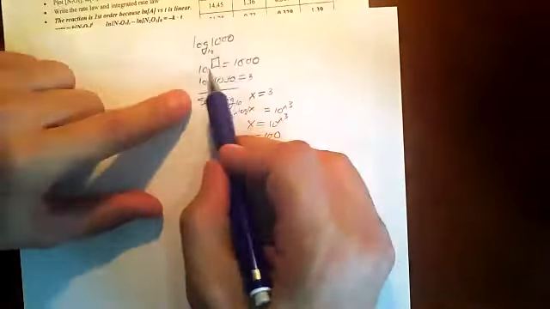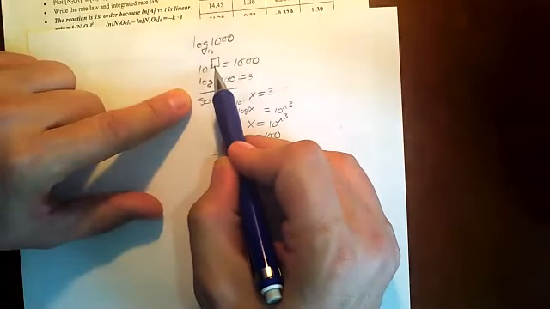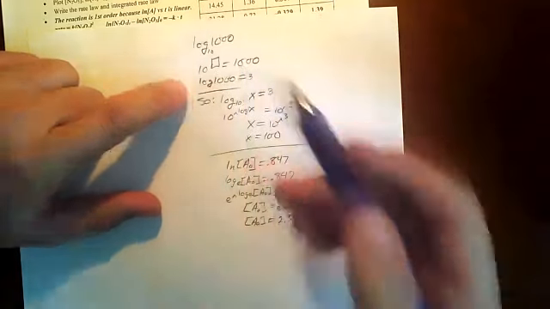Like if we said log base 10 of 1,000. That means 10 to the what power will get you 1,000, and what is in the box? 3 is in the box, so log of 1,000 is 3.